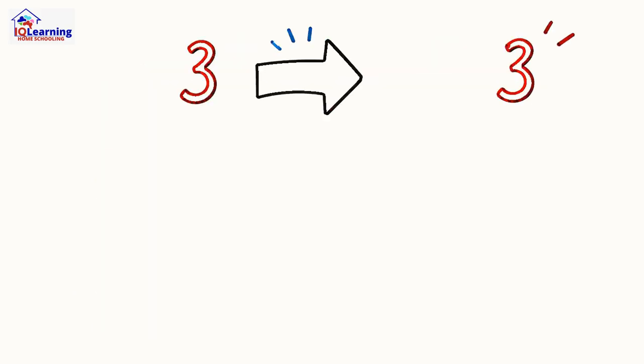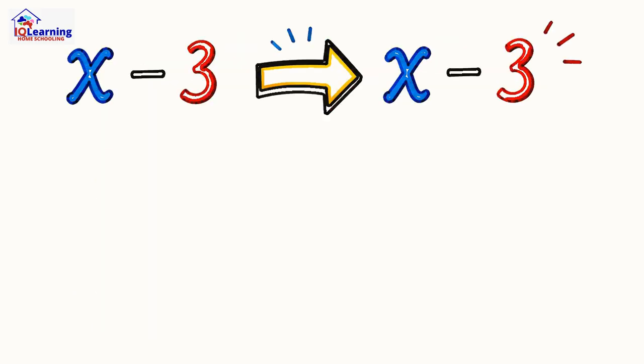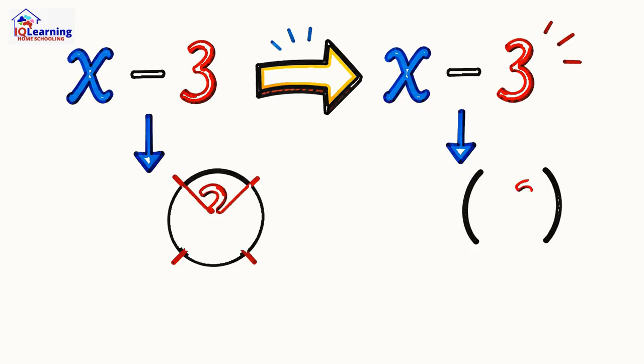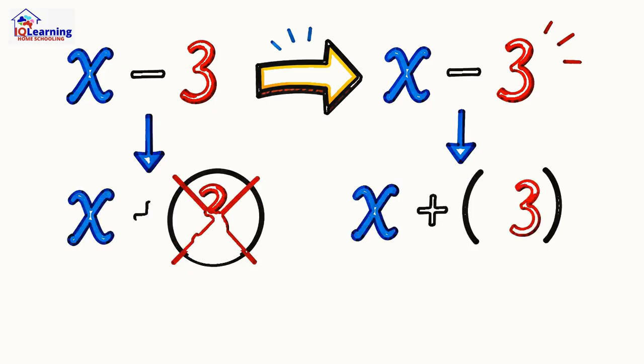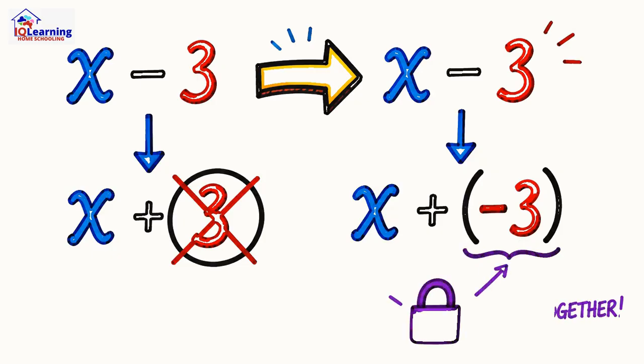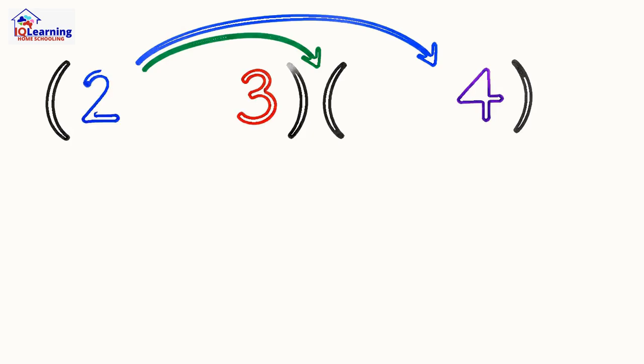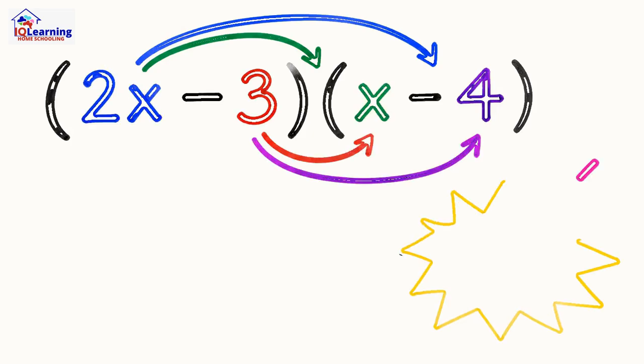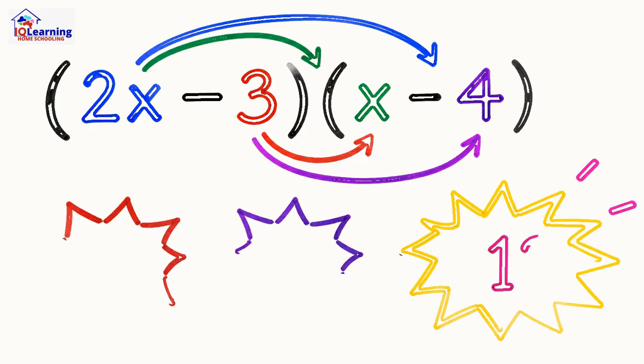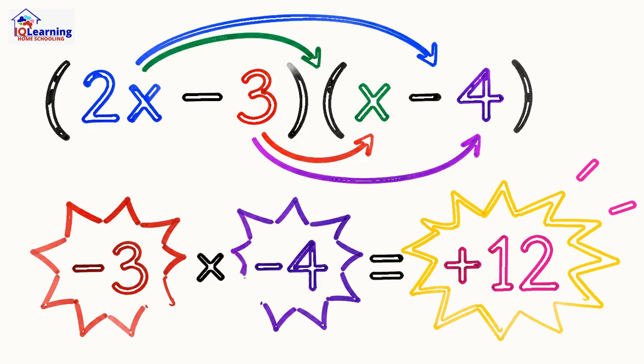But be warned, the number one mistake is with negatives. A simple x minus 3 isn't x and 3, it's x and negative 3. That sign is glued to the number. So when you expand 2x minus 3 times x minus 4, remember that the last step, negative 3 times negative 4, gives you a positive 12.